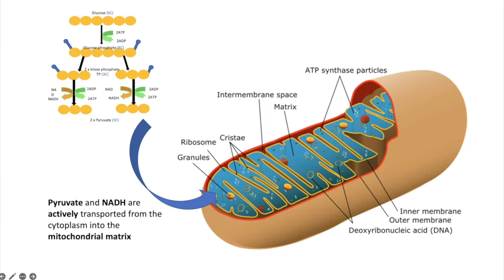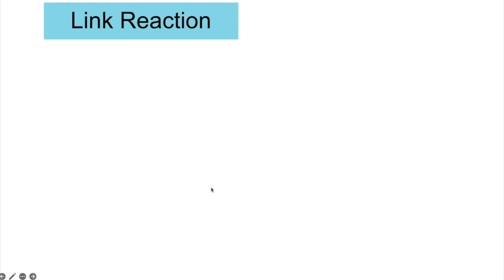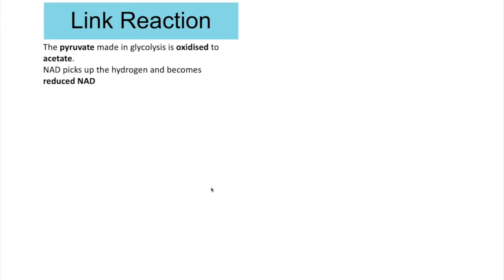So here we have our glycolysis happening in the cytoplasm. The next stages happen inside of the mitochondria. And as we just said, the pyruvate and the reduced NAD are going to be used in later stages. So those now need to be transported into the mitochondria, and they get transported in by active transport into the mitochondrial matrix. The next stage then is the link reaction.